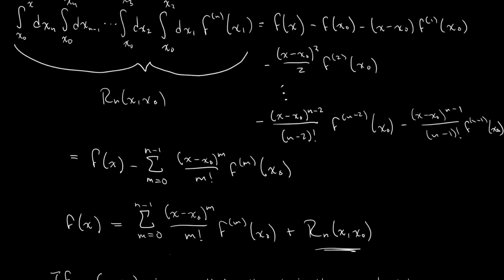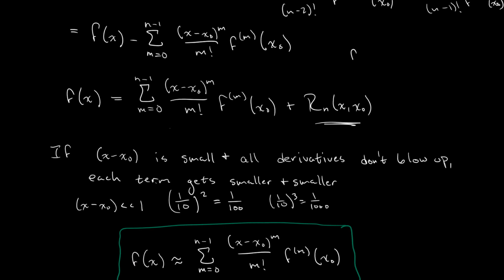But the idea is that if my function is nicely behaved in this region that I care about, then I can keep taking derivatives, I can keep integrating all of those derivatives up, and eventually I'll get something where this sum goes all the way to infinity, over m factorial, and this is going to hold exactly. Again, assuming my function is well behaved enough in this region, and all of that.